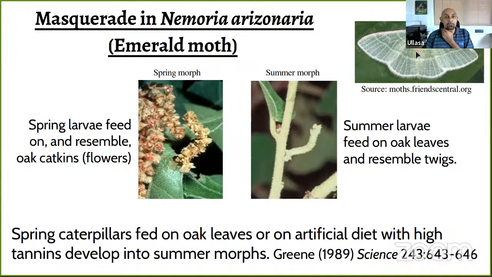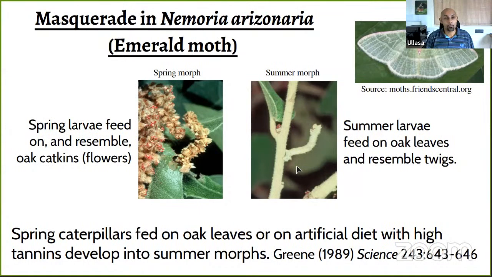Half of the eggs, you grow them on oak flowers. You let them feed on oak flowers. They'll grow into this kind of morph. You give the other half only oak leaves. They develop into this kind of morph. So you don't even need siblings. If you could find a way to clone, you could create multiple clones. And if you could do this experiment, you'll still find that the ones that feed on flowers end up looking like this, and the ones that feed on leaves end up looking like this.